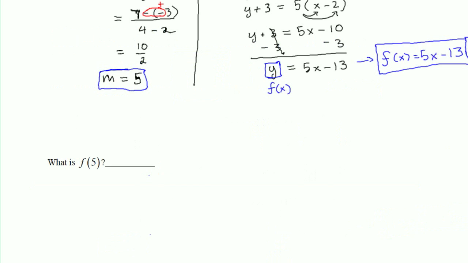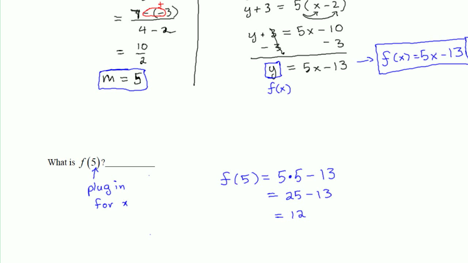We're next asked what is f of 5. We're going to take the function that we just found and plug in 5 for x, right? So f of 5 is equal to 5 times 5 minus 13, which is 25 minus 13, or 12. So our answer here would just be the number 12.